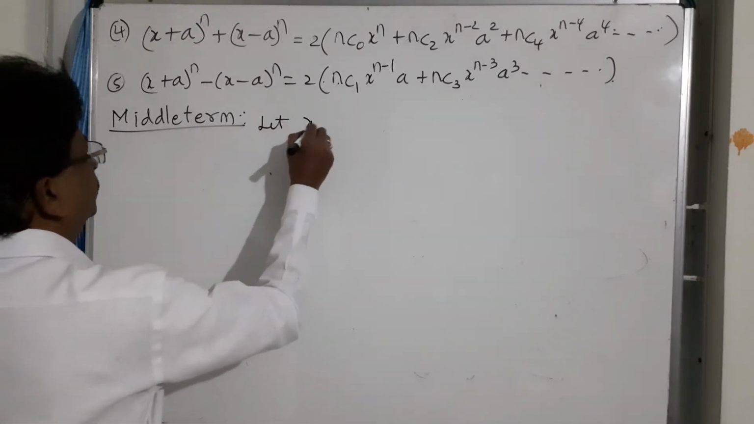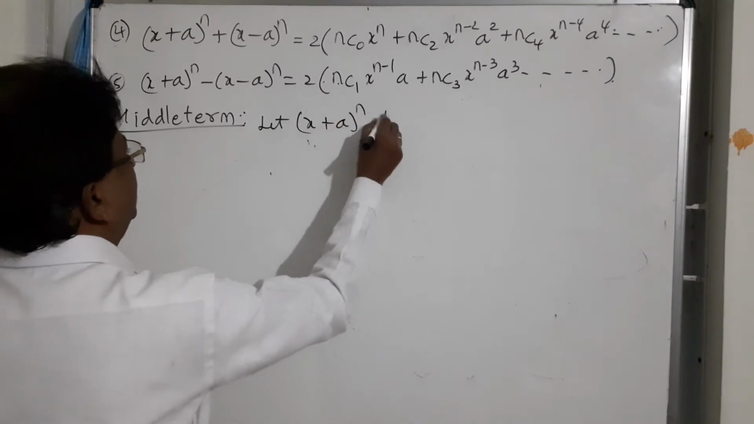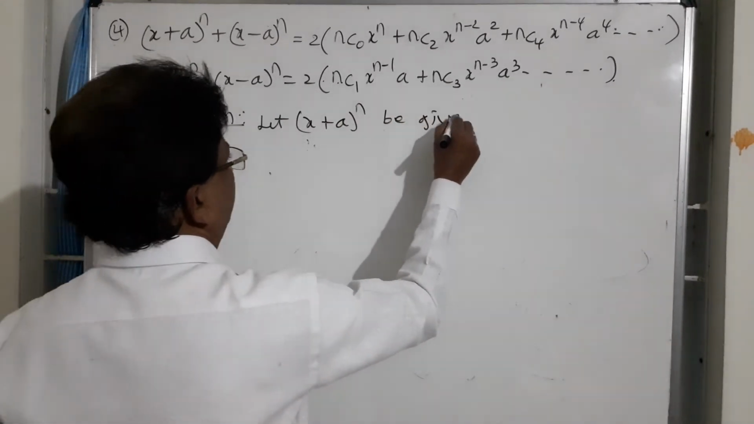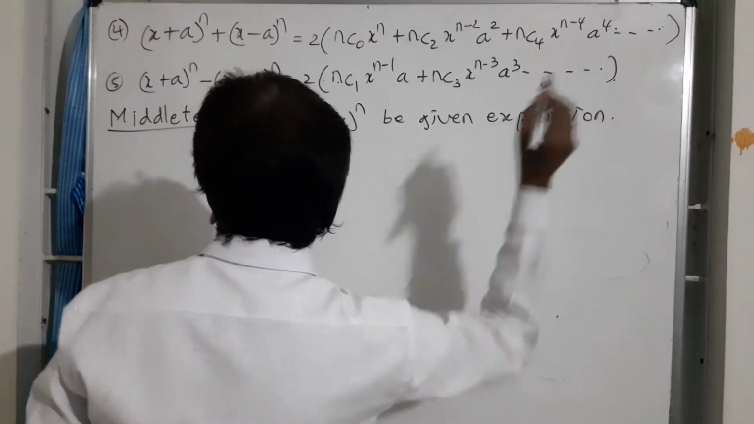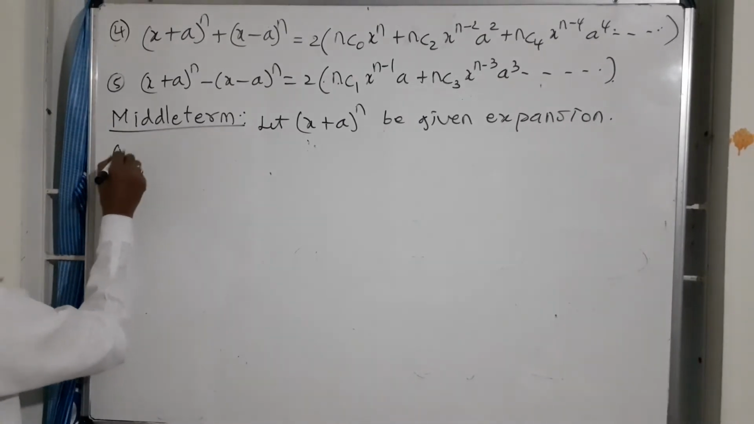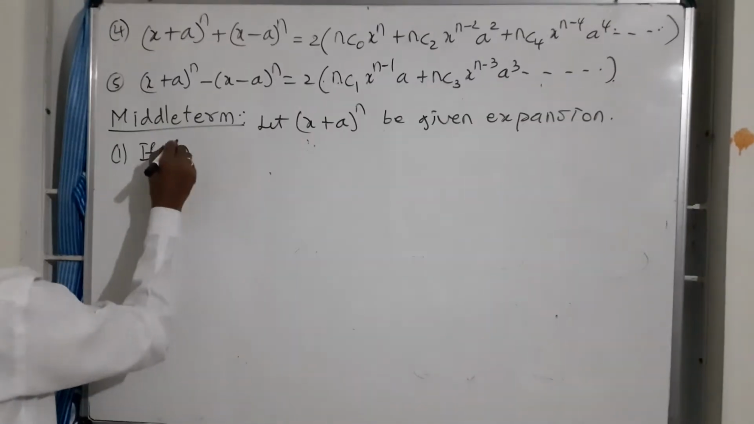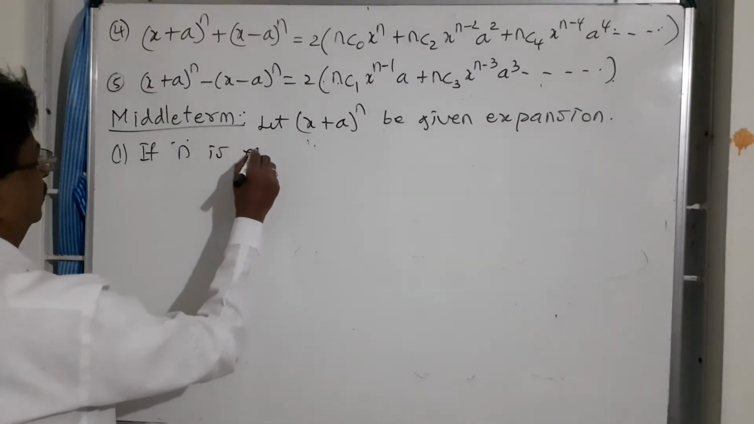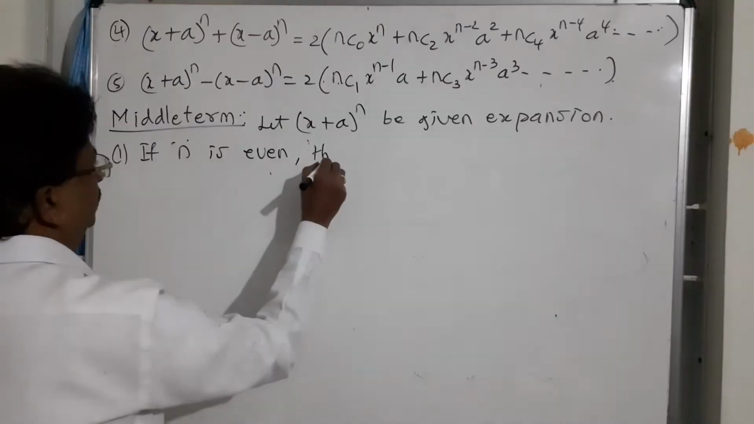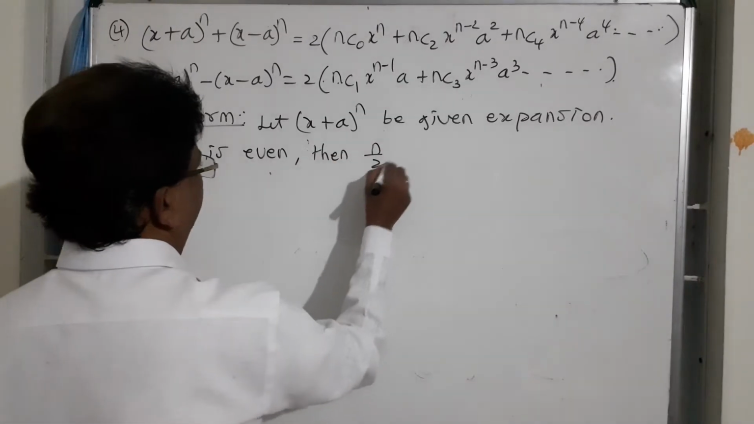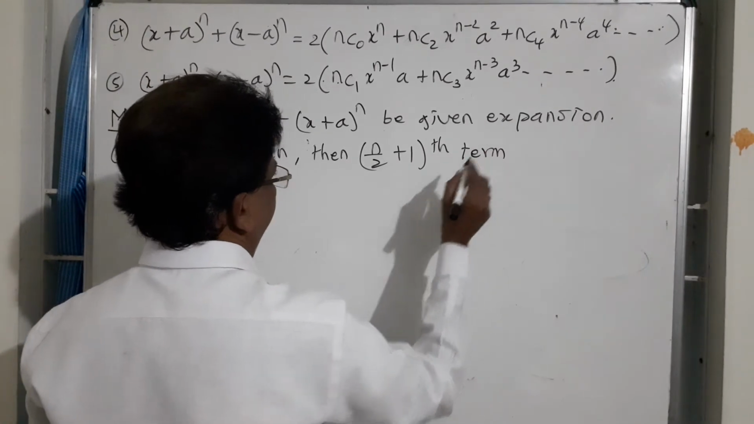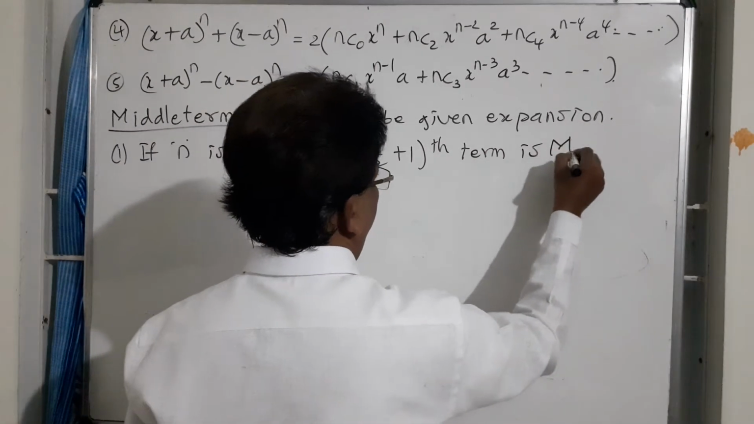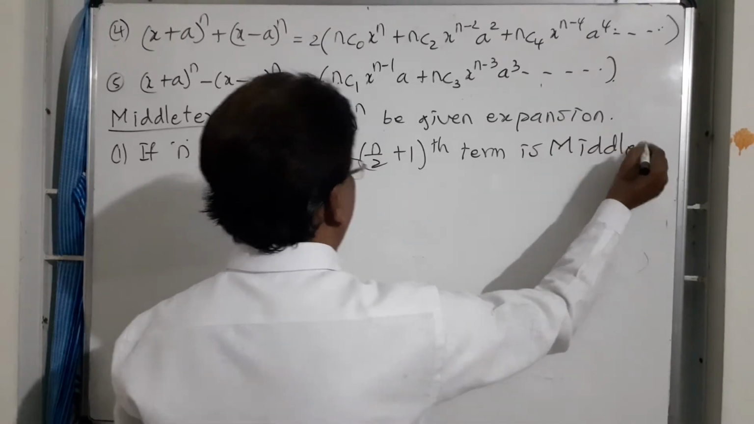Let (x + a)^n be the given expansion. Case 1: if n is even, then the (n/2 + 1)th term is the middle term. This is the middle term. The (n/2 + 1)th term is the middle term.